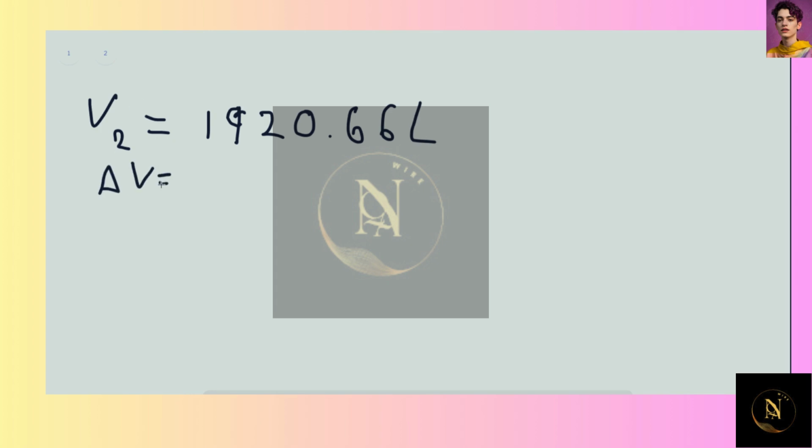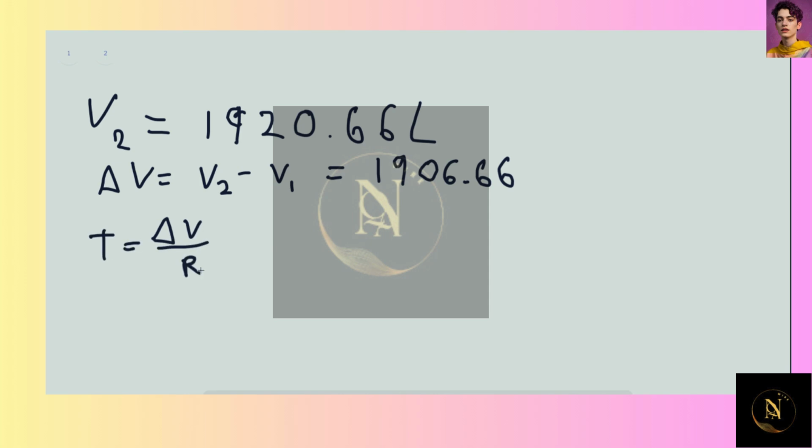And our change in volume is V2 minus V1. So delta V equals V2 minus V1, which is equal to 1920 minus 14, which is 1906.66. And dividing that through by the flow rate, so T equals delta V over the rate, and the rate was given by 2.4 liters per minute.